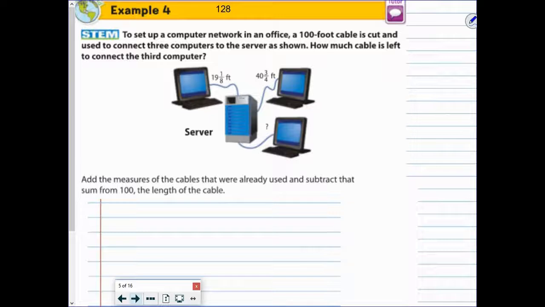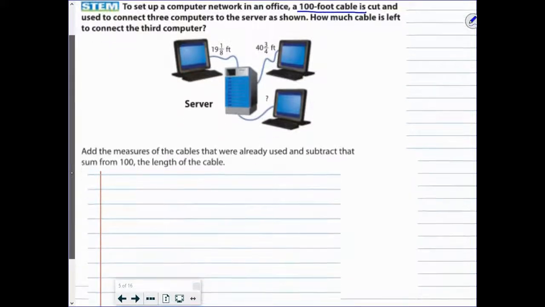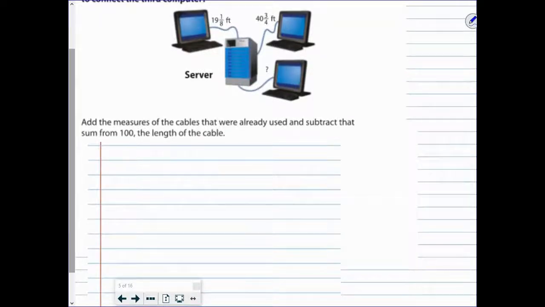So we have this picture here, and it says to connect one of the computers they used 19 1/8 feet, to connect another one they used 40 3/4 feet, and we need to connect a 3rd one, but we don't know how much cable will be left from the original cable that was 100 foot in length. So step number 1 here is we're going to add up how much we've used. So we have used 19 1/8 feet of cord plus 40 3/4 feet of cord.